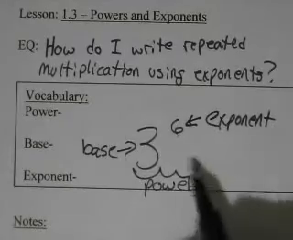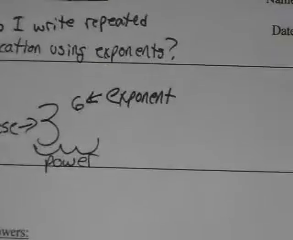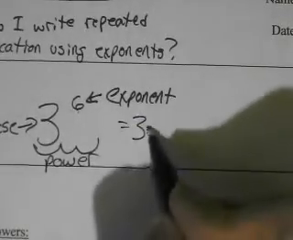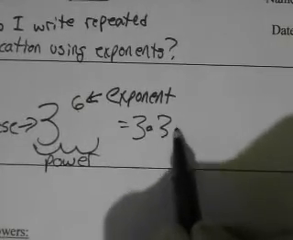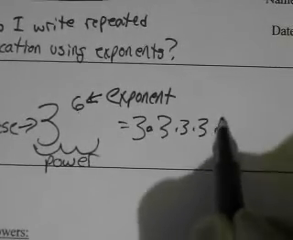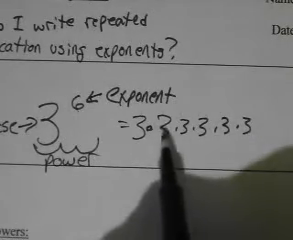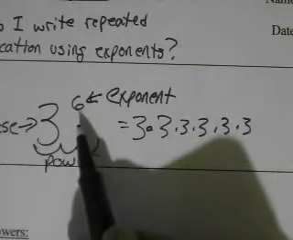Now, what does 3 to the 6th power mean? What it really means is 3 times itself 6 times, meaning you should have 3 times 3 times 3 times 3 times 3 times 3. Notice there are 6 of them: 1, 2, 3, 4, 5, 6. That's how you get the exponent of 6.